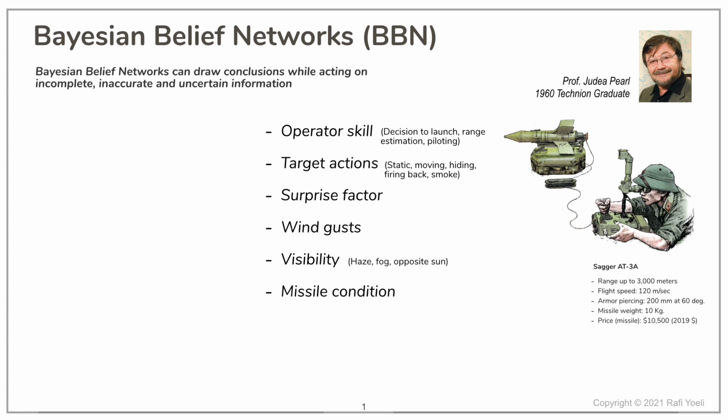Visibility, both before and during the flight of a Sagger missile, is an important parameter. Factors like dust, haze and fog could make it more difficult for the navigator to fly the missile. Launching against the sun is also something that navigators try to avoid for obvious reasons.